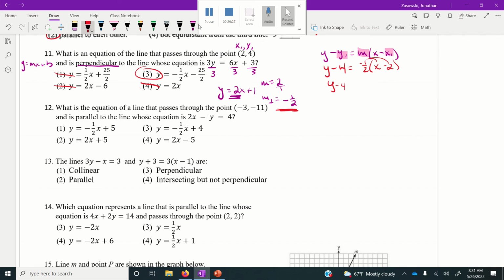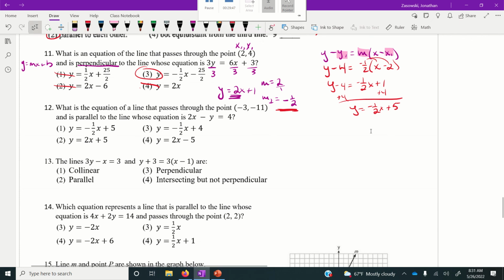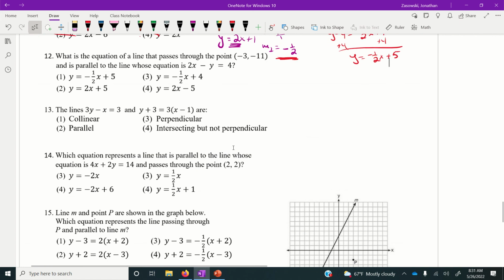So I'm going to get y minus 4 equals negative 1/2 x, and then half of negative 2 is positive 1. And then I'm going to add 4 to both sides, and I would get a final answer of y equals negative 1/2 x plus 5. So I think there was just a typo with this when I carried it over. And that's it. That was your final answer. So what I would normally do is once you find the slope, you can eliminate any choices, and then, if you get stuck, this is the 50-50 guess from there.